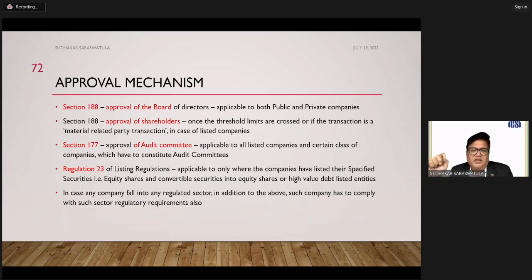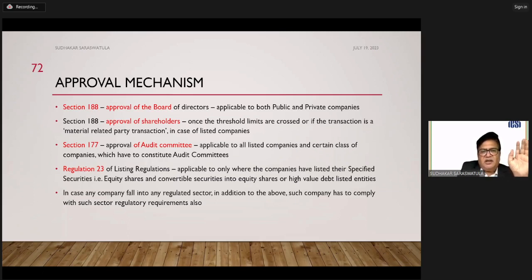Regulation 23 says that it is applicable only where the companies have listed their specified securities, that is, equity shares or convertible securities into equity shares of high-value listed entities. And if you see, the listing regulations talk about two approvals only. One is the approval of the audit committee and another is the approval of the shareholders, where material related party transactions or any modifications thereof are there.